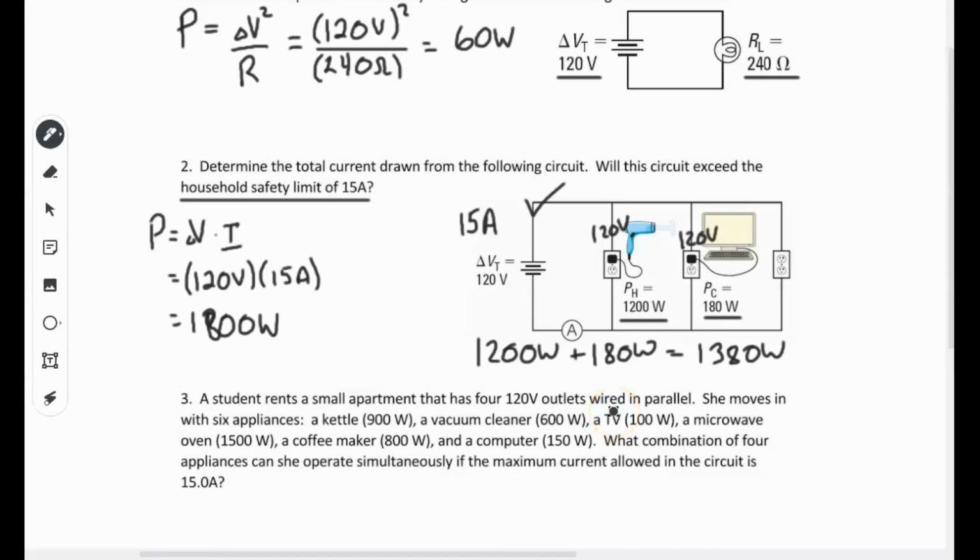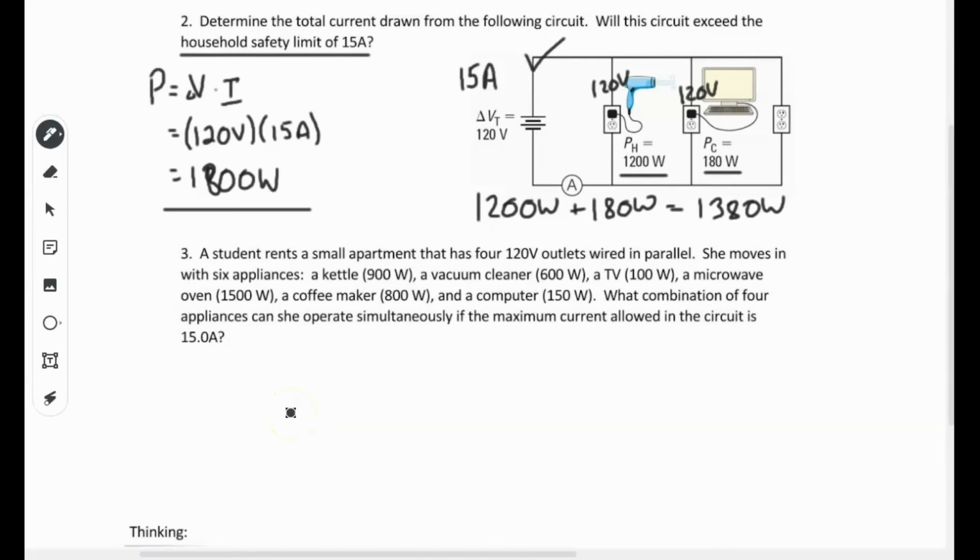And you can do this with anything in your house, because most houses will provide 120 volts in Canada to each outlet, and most houses have a safety limit of 15 amps. So if you're looking at one outlet, and you hook up a power cord and start plugging everything in, you can test to see how much power each thing you plug in is taking and whether or not it's exceeding the safety limit of 1800 watts.